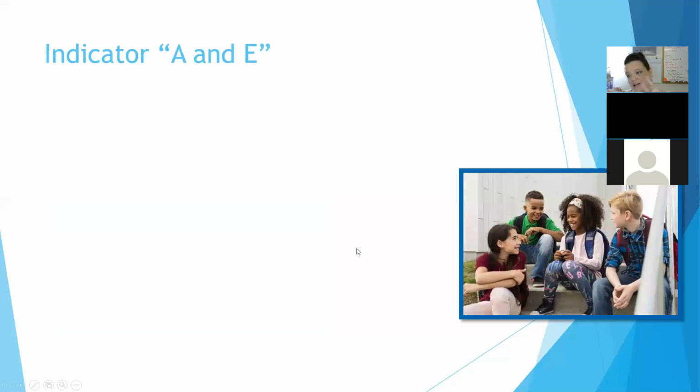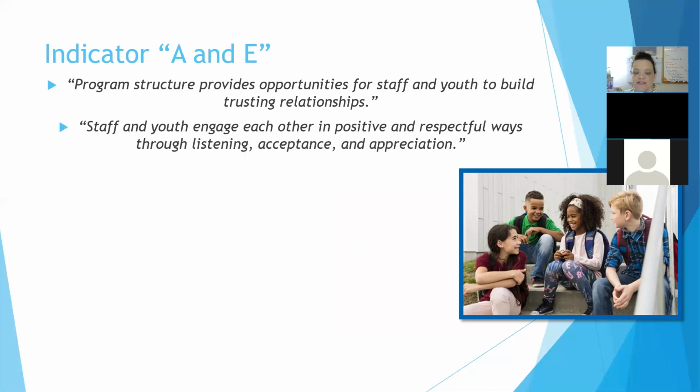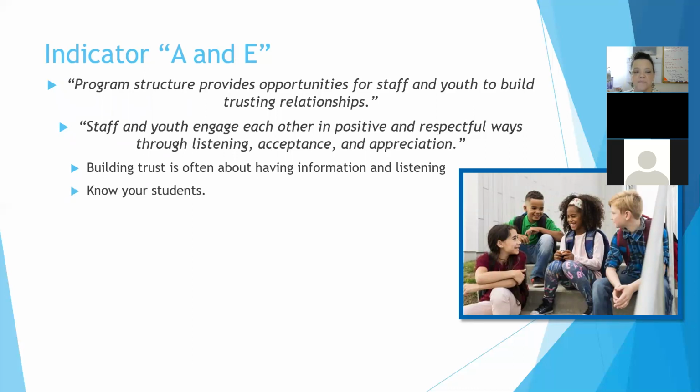So I kind of paired two indicators together, A and E, if you're following along in your book. Program structure provides opportunities for staff and youth to build trusting relationships. We're pairing that today with staff and youth engage each other in positive, respectful ways through listening, acceptance, and appreciation, right? So building trust is often about having information and listening to others, right? We want to make sure that we have both.